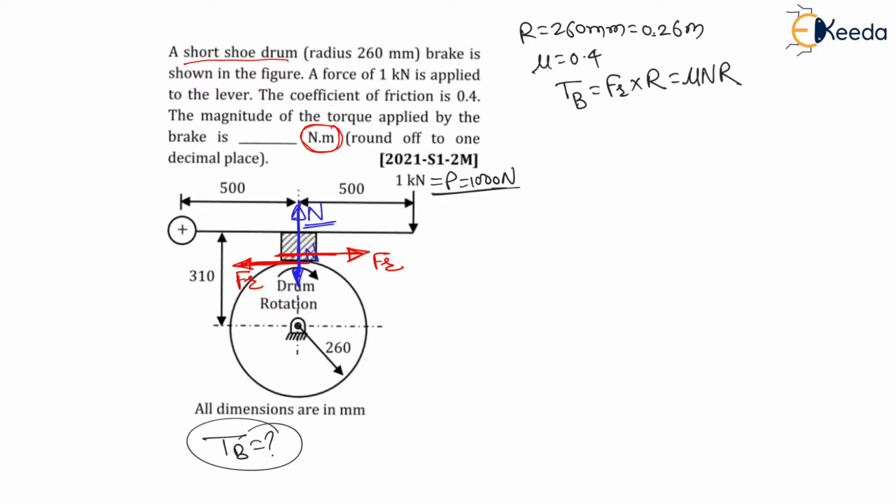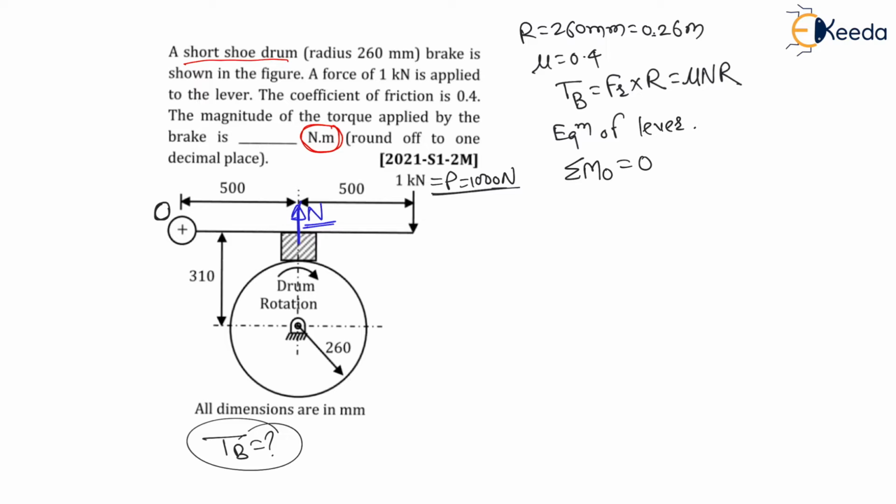So my dear students, let us apply the equilibrium equation for the lever. For equilibrium of the lever, let us see some points. Let us say there is a point O, right? The summation of moments about O must be equal to 0, right? And my dear students, now let us concentrate only on the lever.